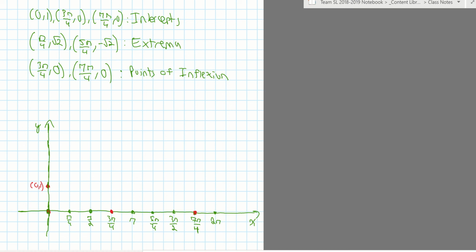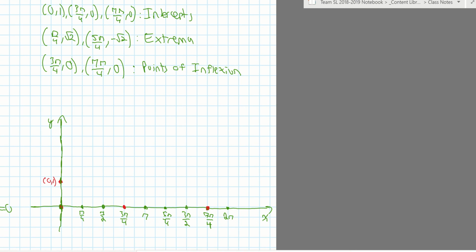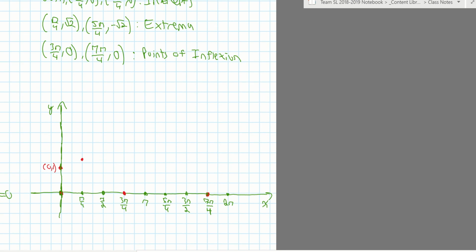Okay, now let's graph our extrema. So pi over 4, square root of 2. Pi over 4 is here. Now square root of 2 is a little bit more than 1, about 1.4, so let's do that here. That's definitely going to be a max, because 3 pi over 4 is less. Then 5 pi over 4, negative square root of 2. We'll put our other point right here. Okay, that's our extrema.